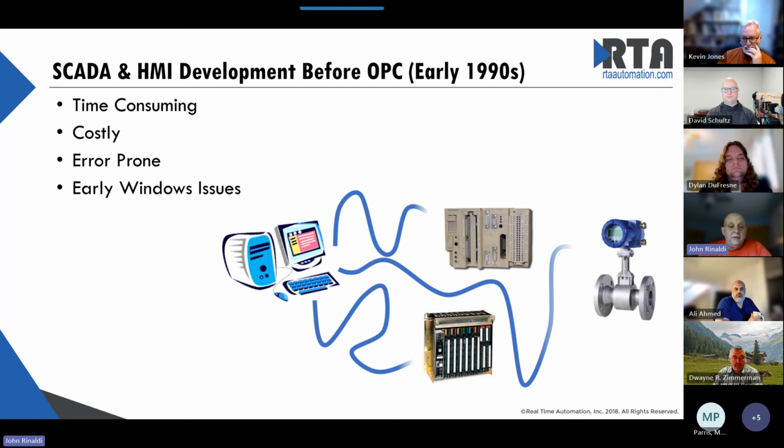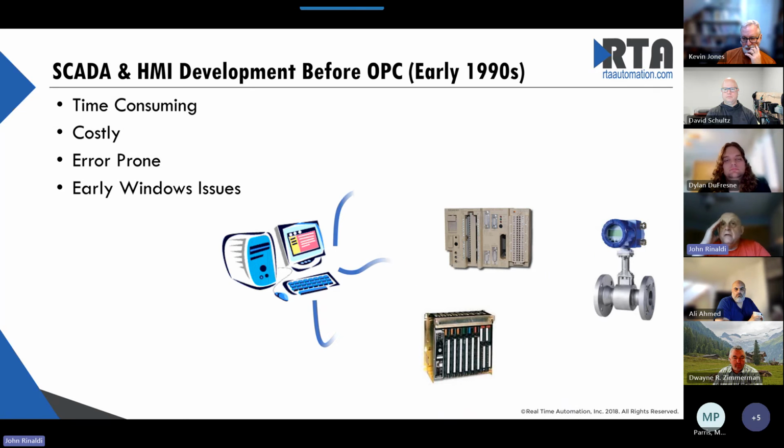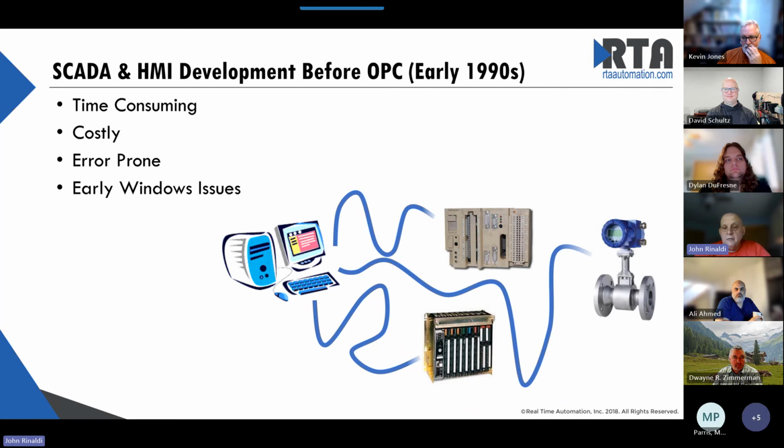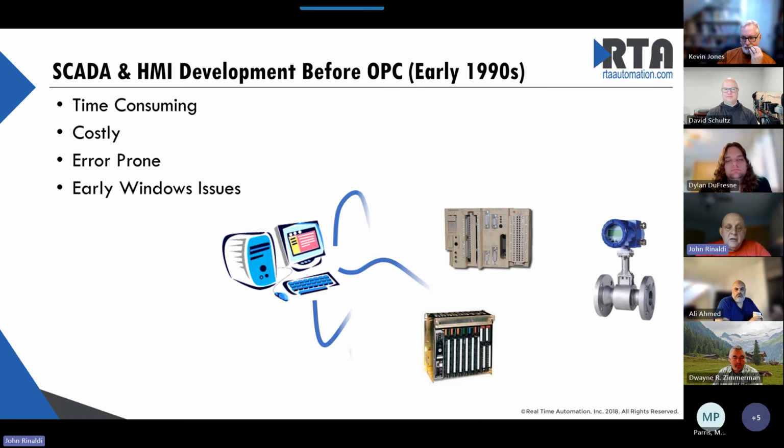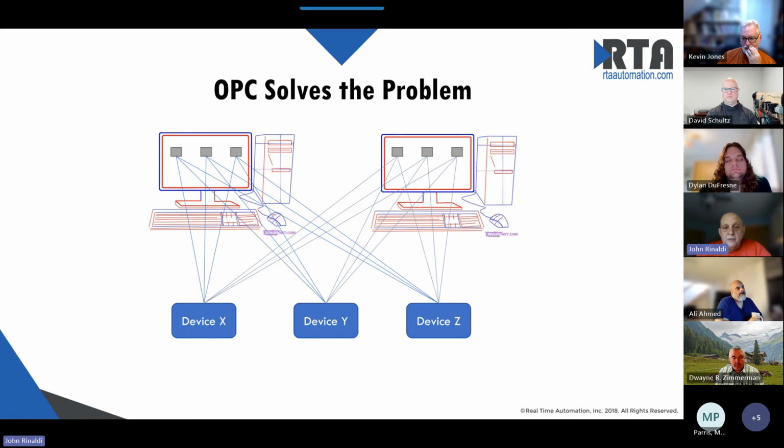It was also very error prone, and if you weren't around at the time of Windows 2.1 and Windows 3, those machines were not all that stable, so it was very difficult. The idea was to get rid of this time consuming, costly effort and create a way to simplify all this, and that was what OPC was.